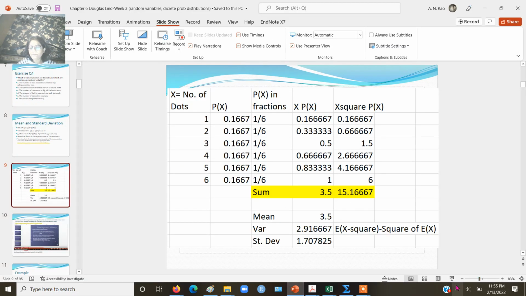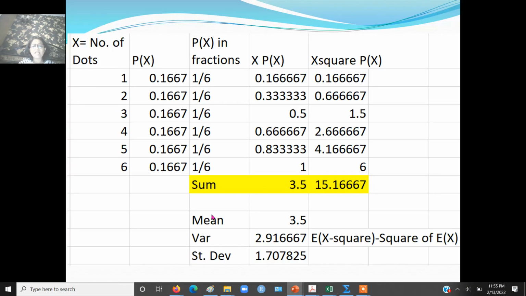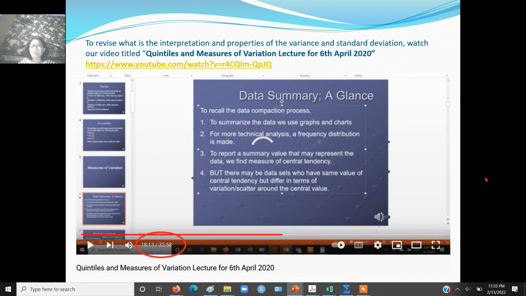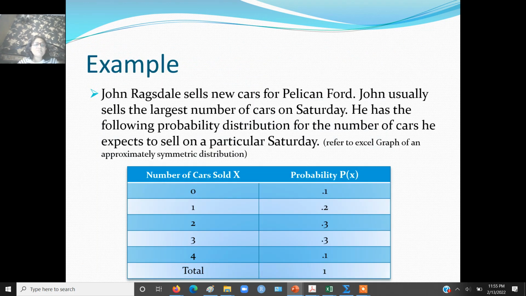So coming back, this is how we can easily calculate the mean of a random variable and the standard deviation of a random variable. I have already told you that if you want an in-depth discussion on variance, you can refer to this video lecture on my channel. Next we will do another example.